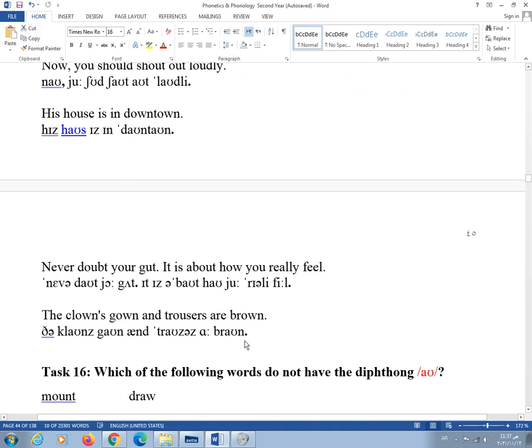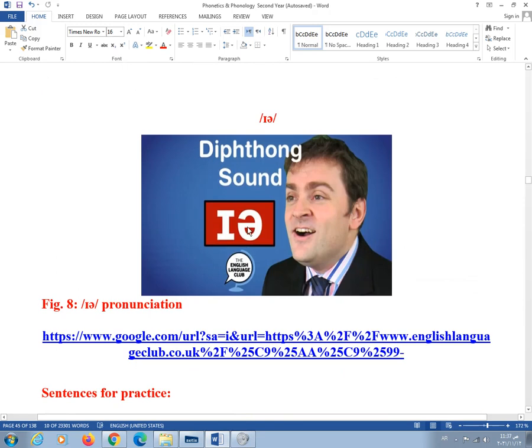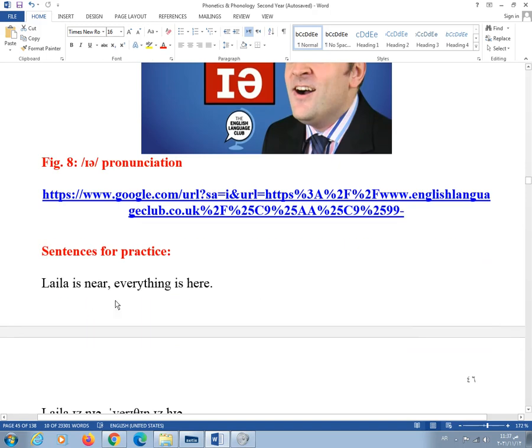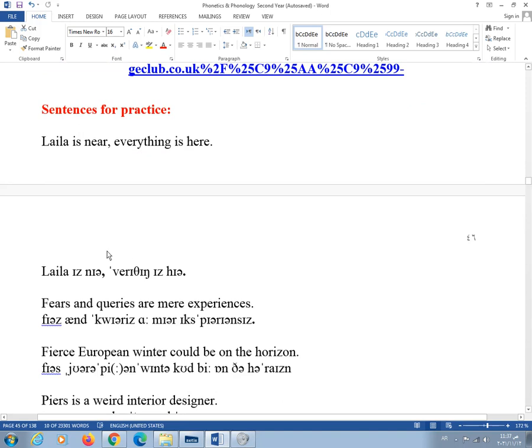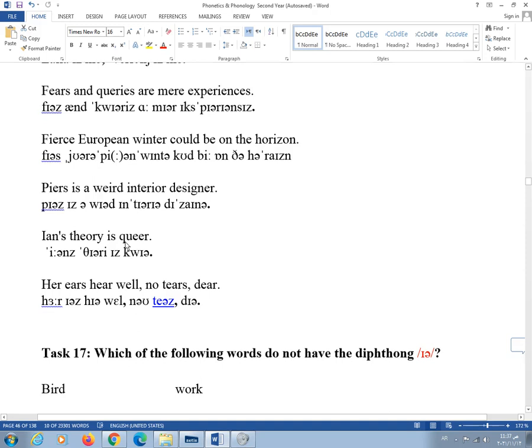Okay. The centering diphthongs, you'll find them only in British English. And we'll start with the first one, "ear." Okay. Layla is near. Everything is here. Layla is near. Everything is here. Okay. Fears and queers are mere experiences. Fierce European winter could be on the horizon. Pierce is a weird interior designer. The theory is queer. Okay.